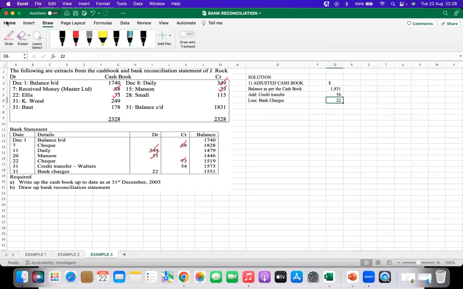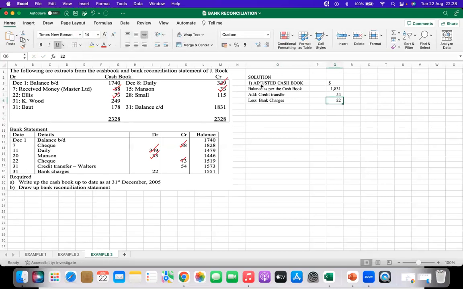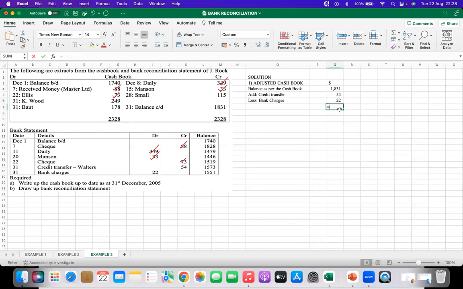So what do we get? The amount that we get is 1831 plus 54 credit transfer minus bank charge of 22. So what did we call this? We call it adjusted cash book balance. Adjusted cash book balance.